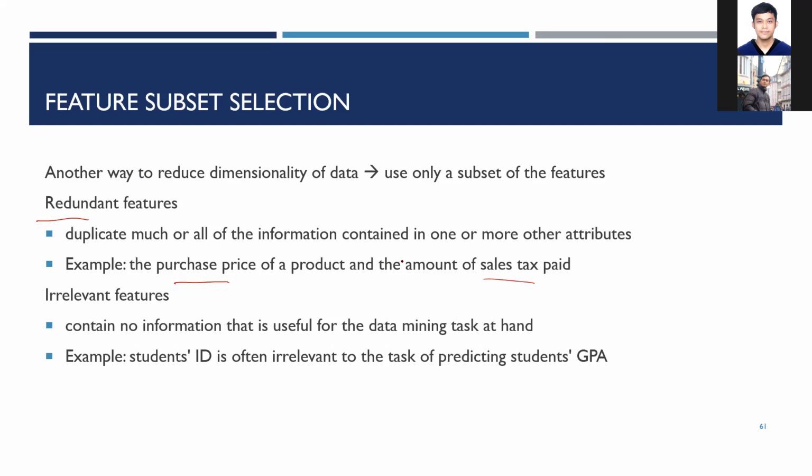Maybe some features are also irrelevant, containing no information that is useful for the data mining task at hand. For example, if we want to predict the student's GPA, we don't need the student ID. The ID is very obvious, but maybe in our data we have the address of the student. Should we also consider address to predict the student's GPA? I don't think so. So we can eliminate irrelevant features.